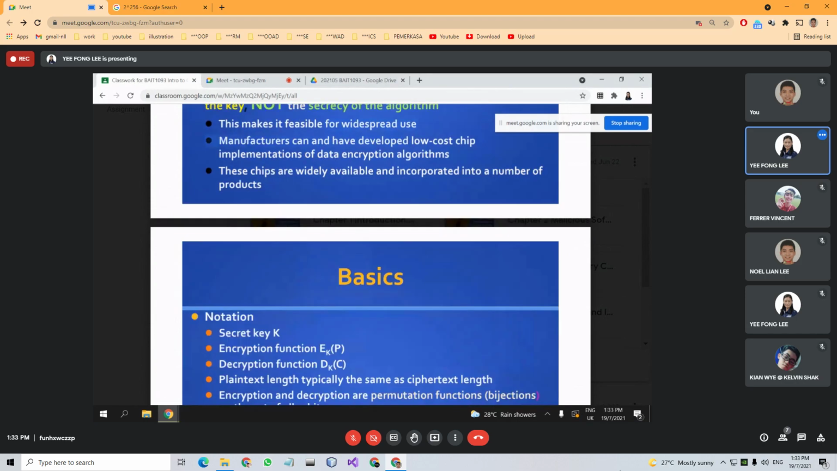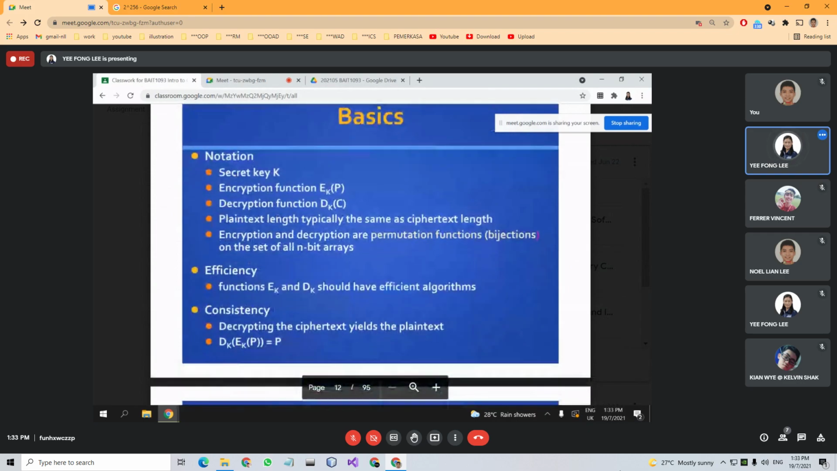So next one, basic notation. Just like when you study mathematics, there is notation. This one, encryption also has notation. Secret key, notation is K. Encryption notation is E, and then decryption, D. Look at the fourth bullet. Plain text length is typically the same as ciphertext length. If your plain text length is 6 digits, then the ciphertext length is also 6.